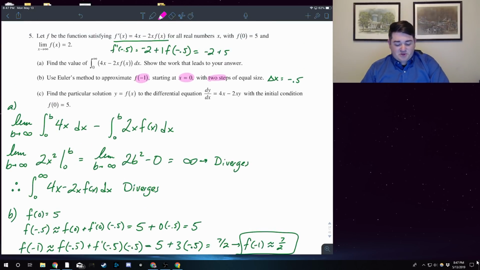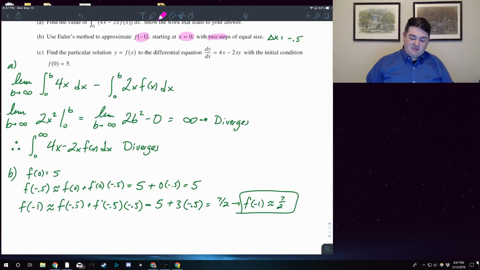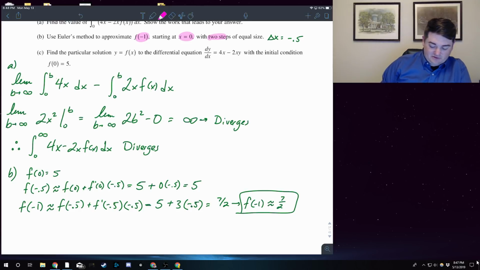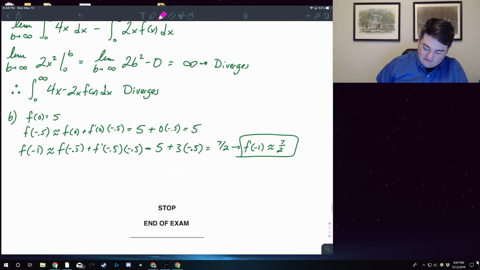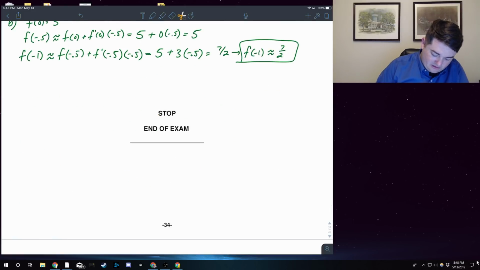And C, find a particular solution. So Calc AB, friends, you are back in the fold now because this is a separable differential equation. The differential equation dy dx equals 4x minus 2xy with initial condition f of 0 equals 5. I'm going to find some room here. Let's see. Copy that, bring it down here. Close enough.